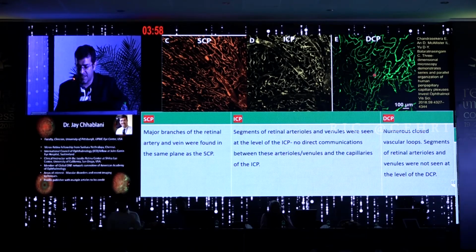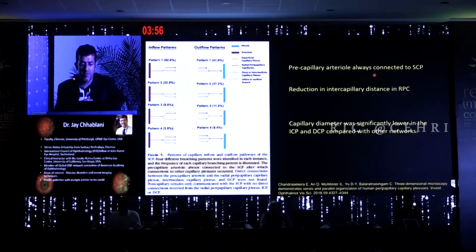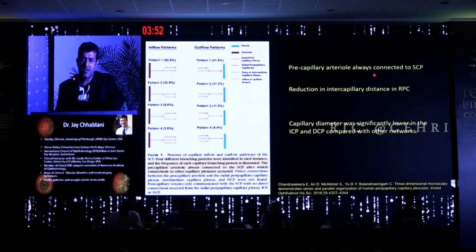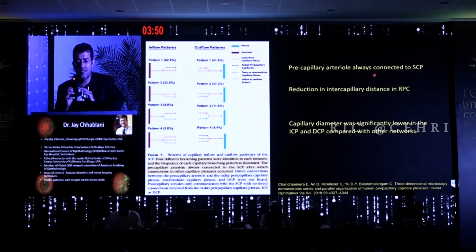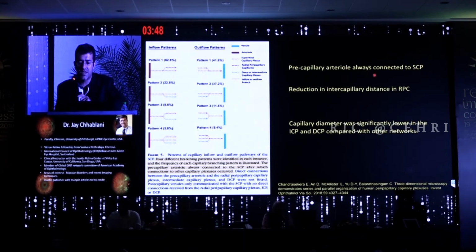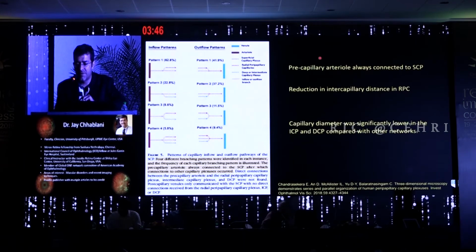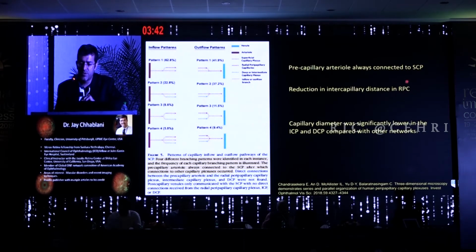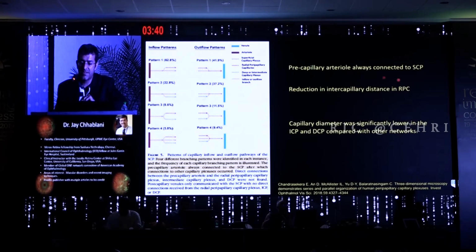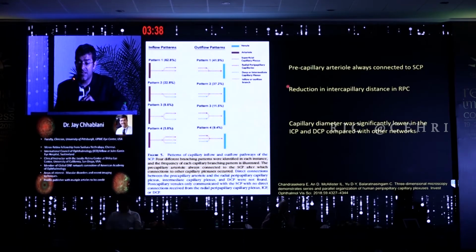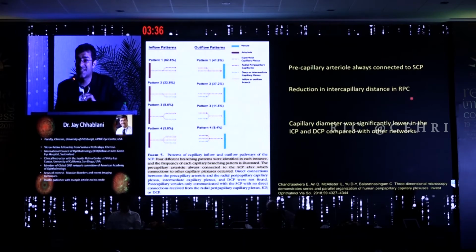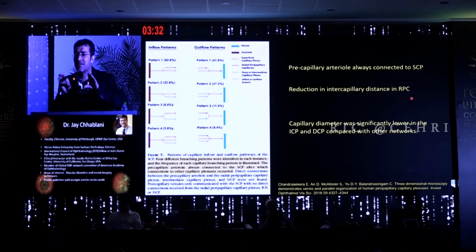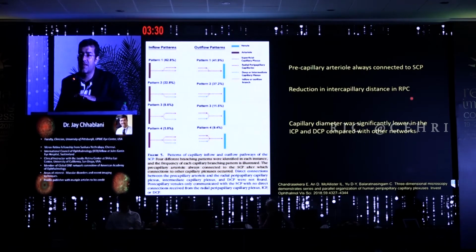However, we are missing the segments that we saw in the intermediate. They did propose various patterns of these arrangements. However, I think I just pulled out the most important message, which again goes with what we discussed before, that the precapillary arterioles always connect to the superficial capillary plexus. And there is a reduction in the intercapillary distance at the RPC level, because we want to have the maximum blood supply in the nerve fiber layer.